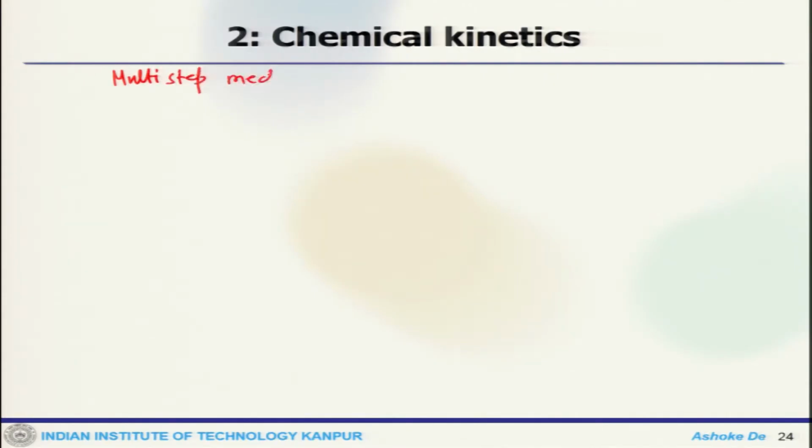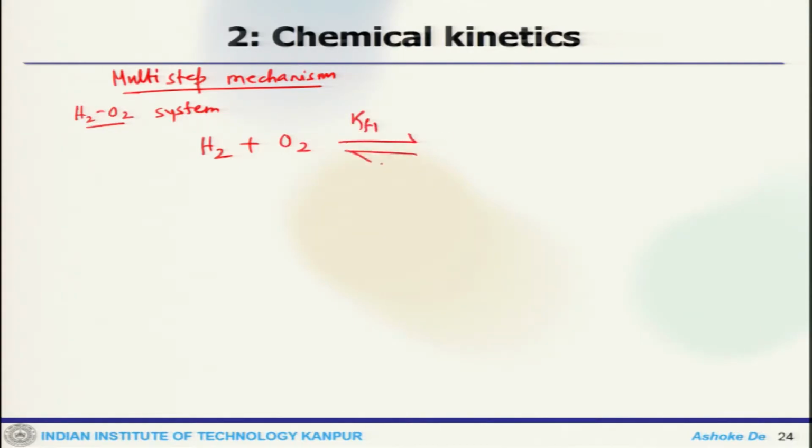Now, you can look at the multi-step mechanism. In the multi-step mechanism, you need to find out the net production rates. So, let us consider this example of the H2O2 system. You can write H2 plus O2, with rate coefficient KF1, forming HO2 plus H, with KR1. That is reaction 1, R1.